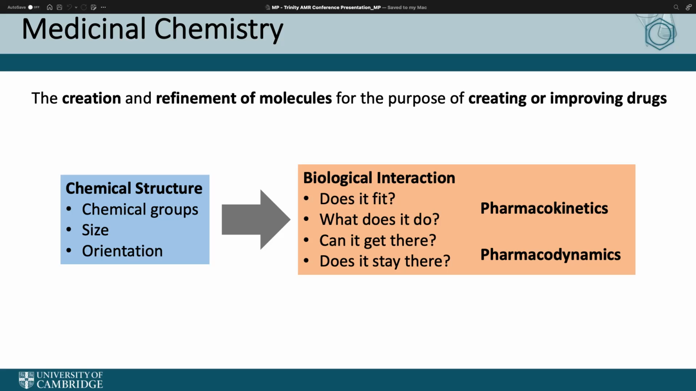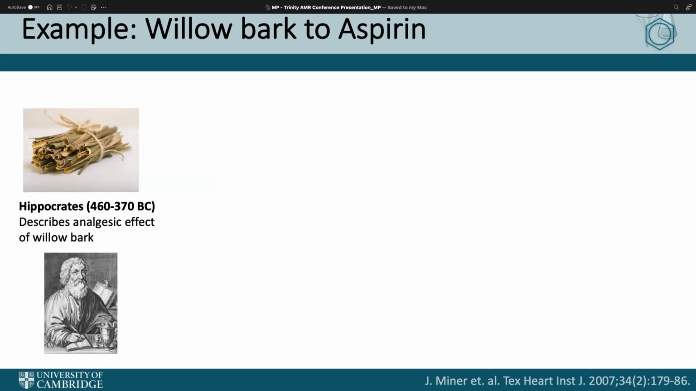So essentially, medicinal chemistry is looking at how changing the structure of a drug can therefore change the biological activity and improve it, which is the basis of my project. So I thought I would illustrate this with a nice example from history, which I think a lot of people might be familiar with, but I think it also illustrates the whole process of medicinal chemistry quite well.